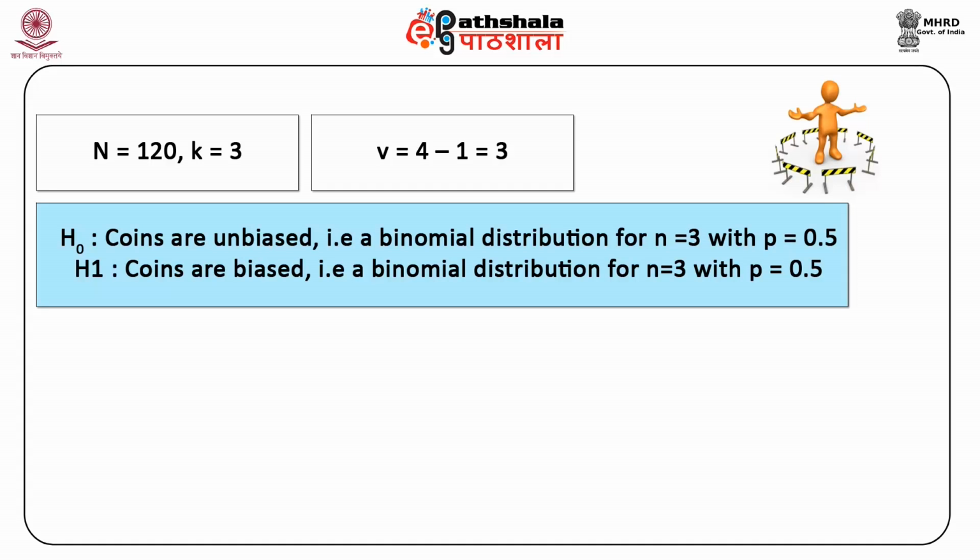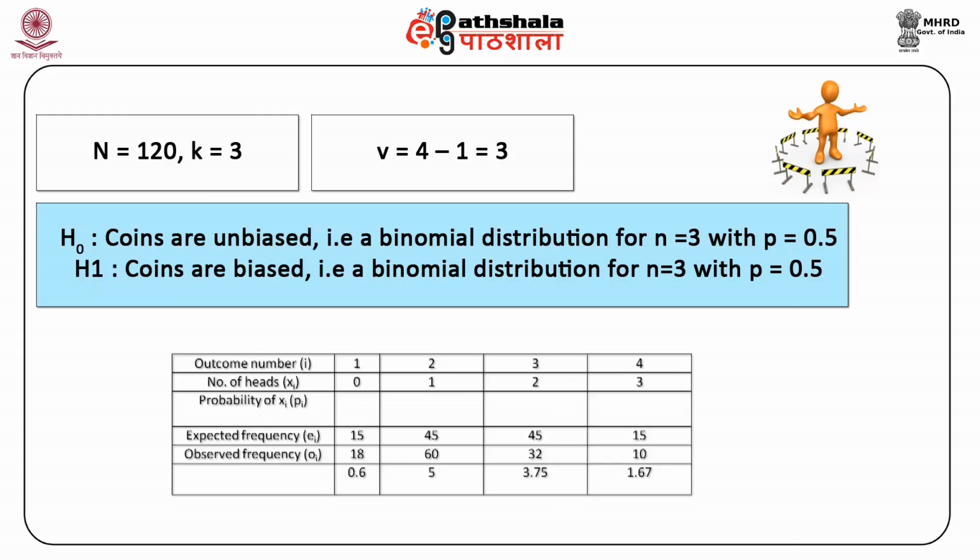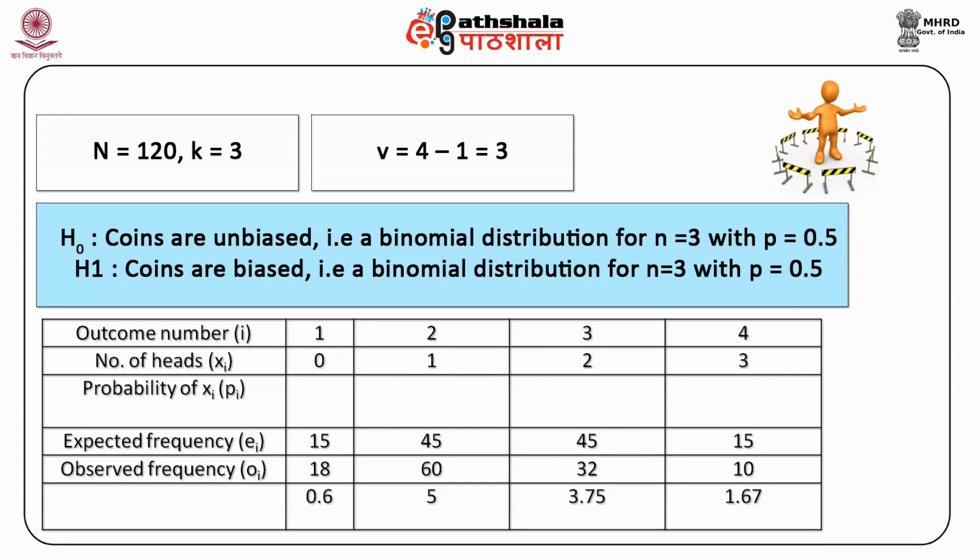We have the table showing the first row giving the outcome number 1, 2, 3 and 4. The second row gives the number of heads 0, 1, 2 and 3. Then the third row has the probability of getting x number of heads: 1 upon 8, 3 upon 8, 3 upon 8 and 1 upon 8. Expected frequencies Ei have been calculated and observed frequencies Oi are obtained from the data. Then we have calculated for each one of them (Oi minus Ei) squared upon Ei.